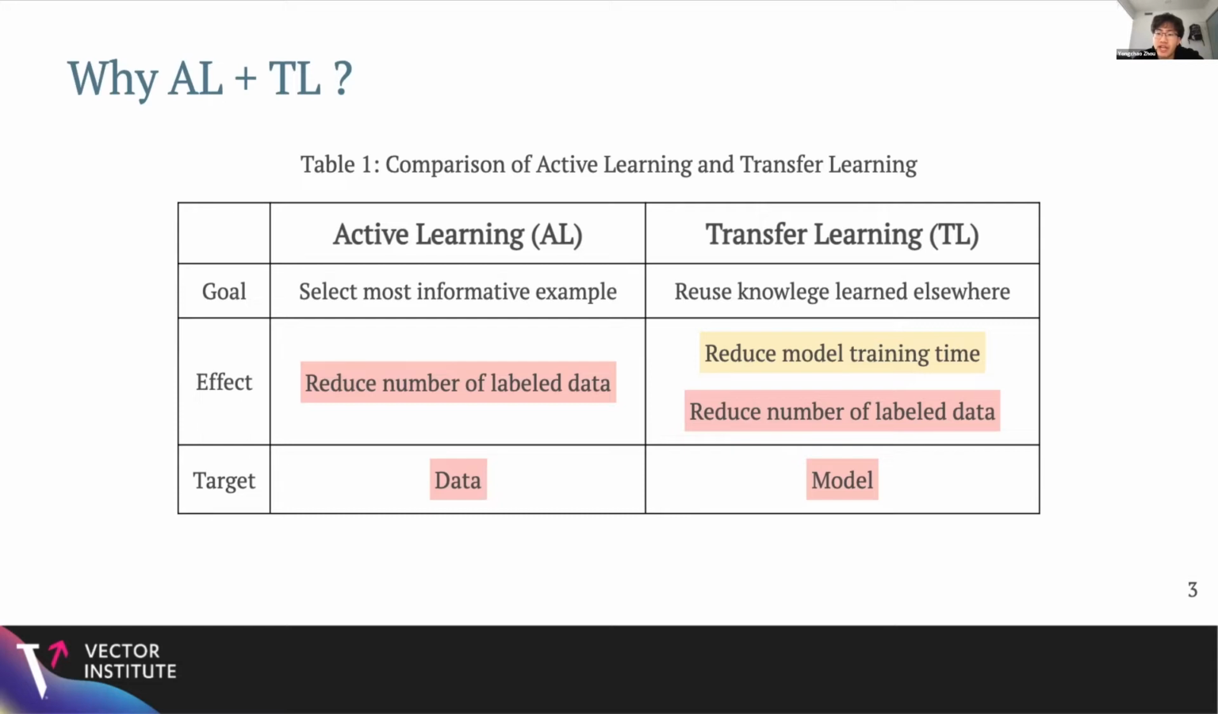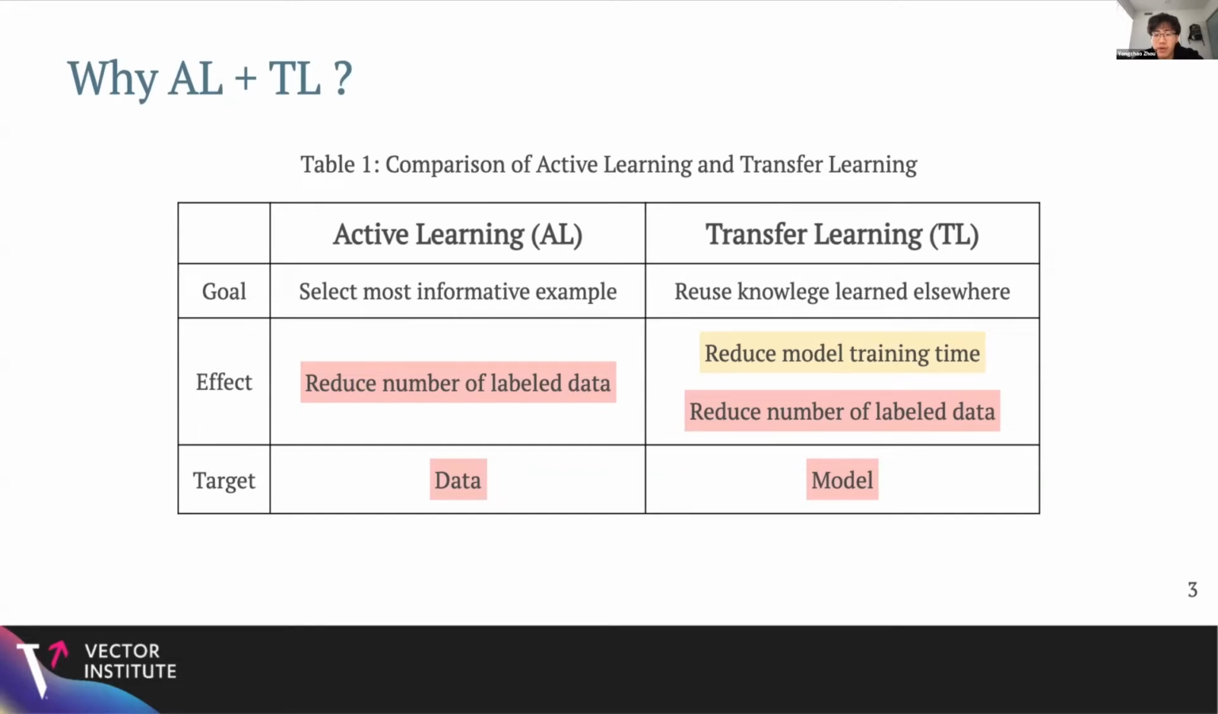One typical way that I use transfer learning is to train a model from a pre-trained model checkpoint rather than from scratch. As you can see, these 2 techniques both can reduce the number of labeled points. However, they do not overlap with each other because active learning focuses on the data side, while the transfer learning focuses on the model side. That is to say, we can take advantage of both of them.